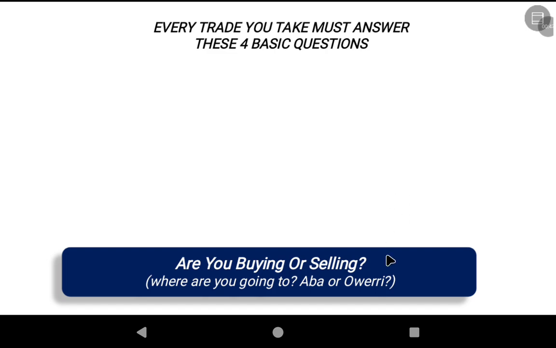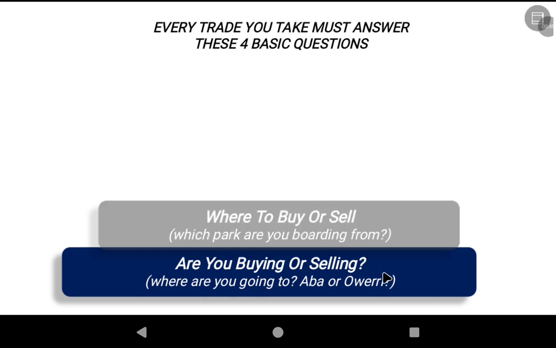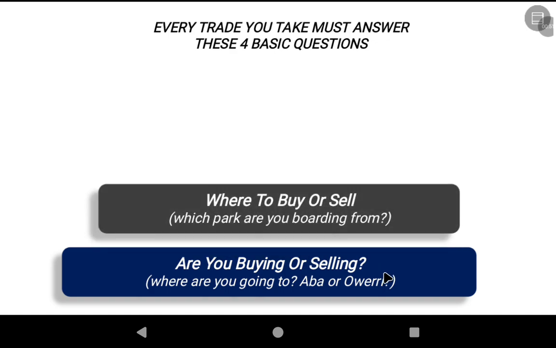It's only when you have answered the question of whether you're buying or selling that you can answer, okay, now where should I expect to take my buy or sell from? This is a question of which park you would be going to board. Are you using Peace Mass Transit or God is Good Motors? This is specifically for my Nigerian audience, but I believe that anybody could relate to this. So this is a question of the location where you'll be boarding from.